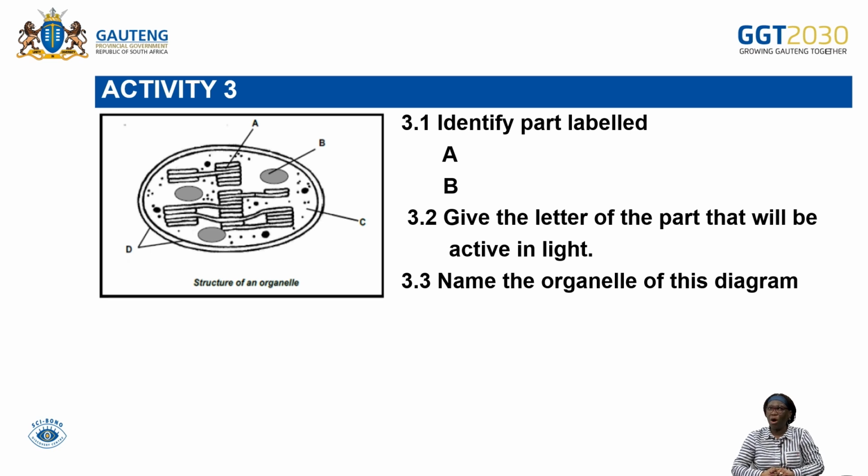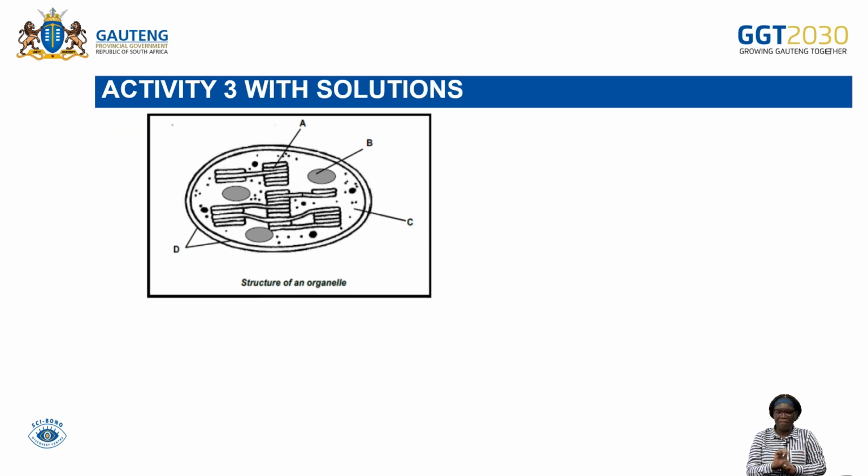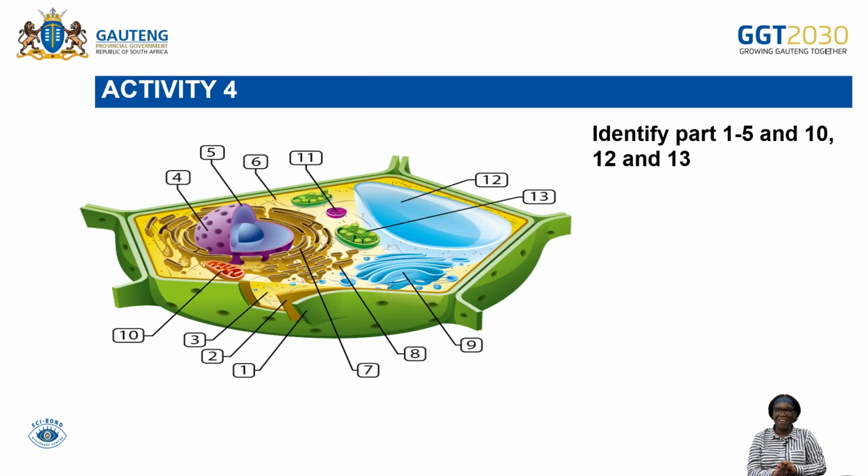What is the name of the organelle of this diagram? Chloroplast. Very good. Excellent. Chloroplast. Very good. Starch granule, thylakoid, chloroplast.